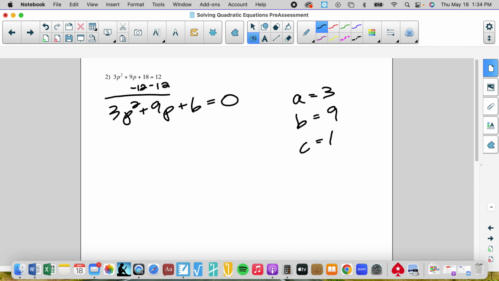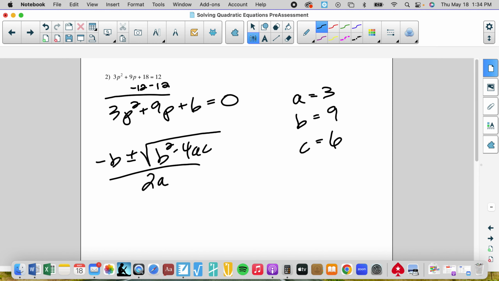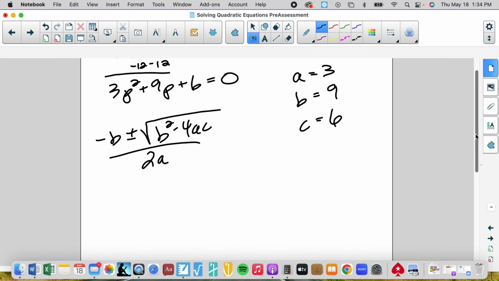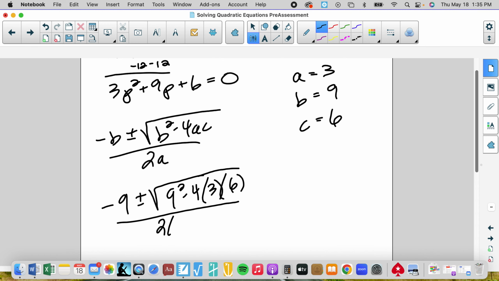And what are we pulling from that equation? Since it's set equal to 0, we can now find and pull our a value, which is the coefficient of p squared, our b value, which is the coefficient of p, and c, my constant, which is 6. And we're going to plug it into our quadratic formula, which I don't mind rewriting each time. And now I'm plugging in the appropriate values, the opposite of b, plus or minus the square root of b squared minus 4 times a times c, all over 2 times a.